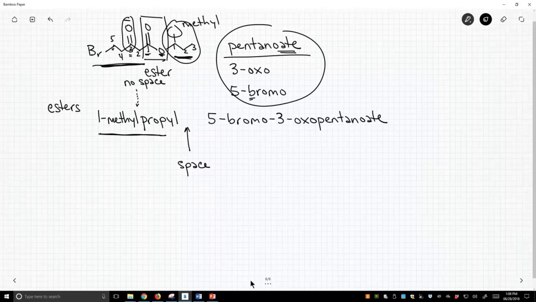And so this is how we put together esters. They're a little more complex because they come apart in 2 pieces. But you take the part on the oxygen, put that out in front, and then the rest of the name follows.